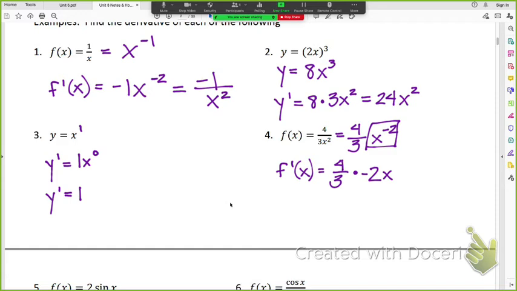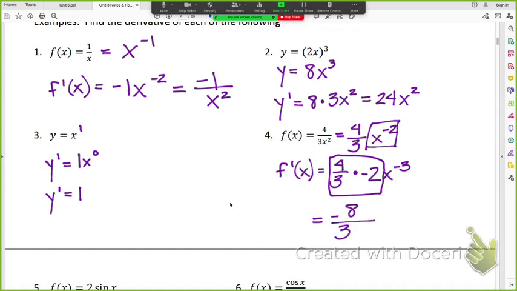And what do I do with my exponents now? You bring it to the front. I brought it in front, subtracted by 1. So what's my exponent now? -3. Okay, to clean it up, I have 2 things to do. I have the numbers to multiply out front. What do I get when I multiply those together? Okay, -8/3.